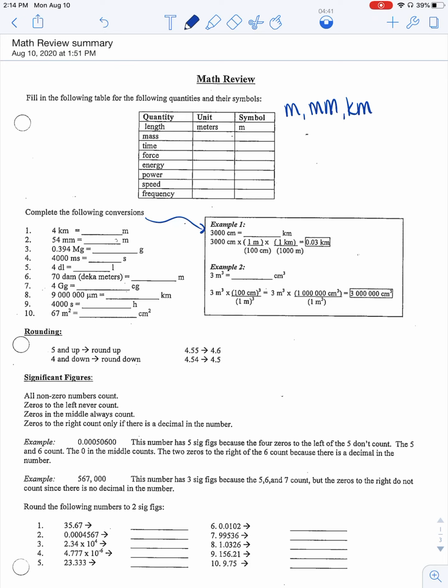In this class, you will be given values, and some of them will be in the correct unit and some of them will not. So you will need to recognize whether the formula needs that value to be in kilometers or meters, and then you will be expected to perform the conversion before you plug it into your equation and then complete the process.